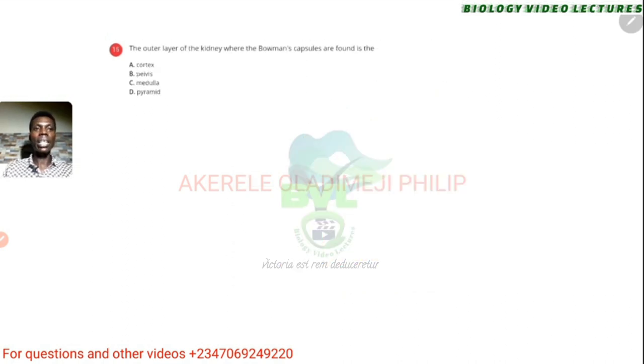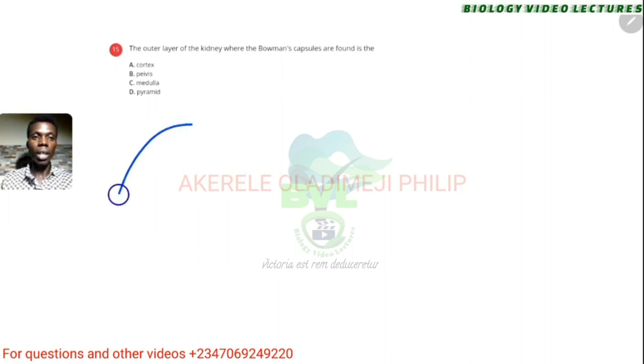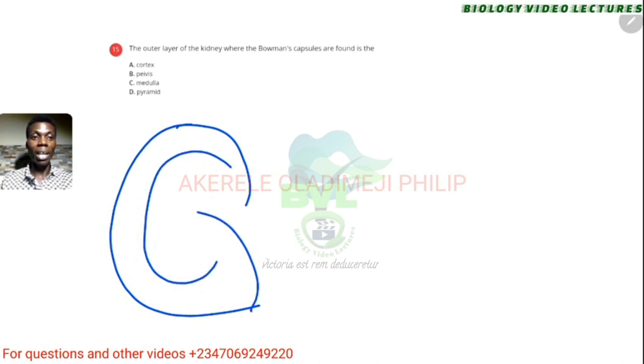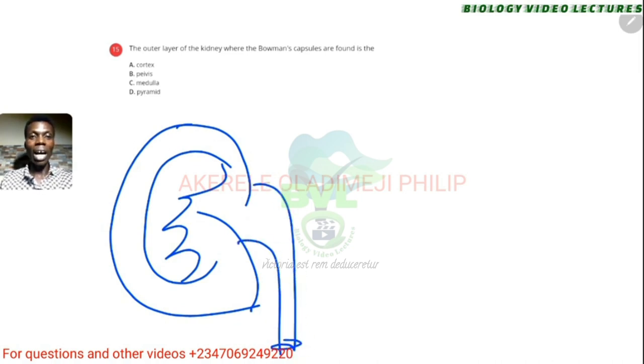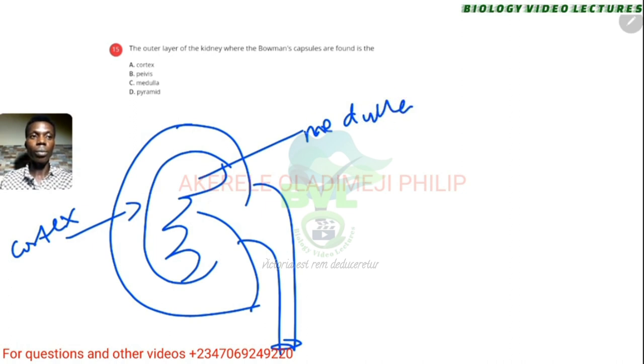Now, the outer layer of the kidney, where the Bowman capsules are found, is... well, if you can remember the diagram of the kidney, let me use this pen. This is the kidney. This outer part is called the cortex, and this inner part is called the medulla.